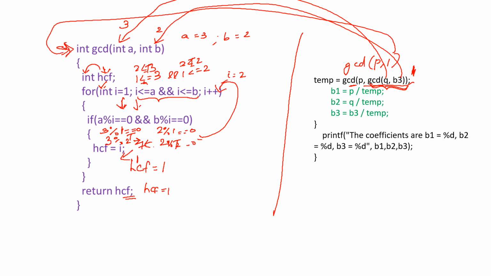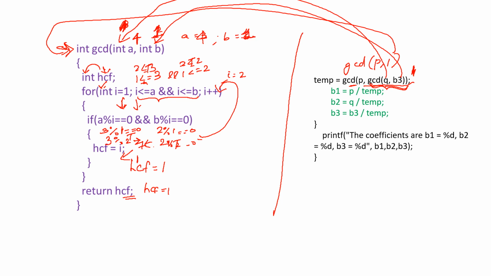So int gcd of, what will be the value for A? The P value will be passed here, right? What is your value for P here? P's current value is equal to 4. The updated value is equal to 4, and what is the second value? It is equal to 1. So A will be equal to 4 and B will be equal to 1.